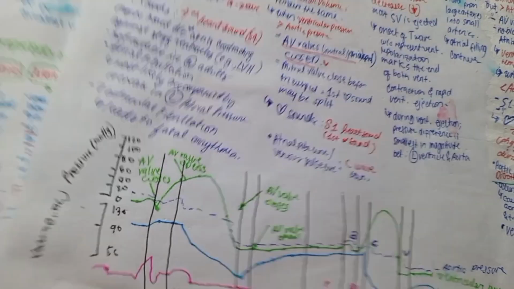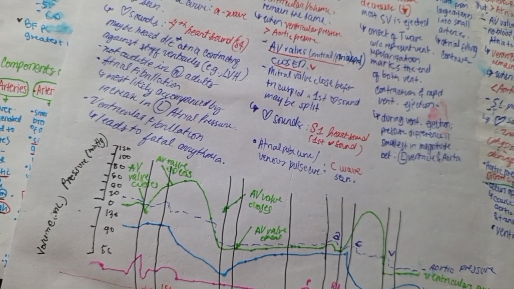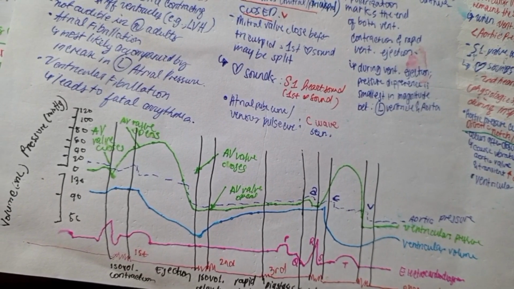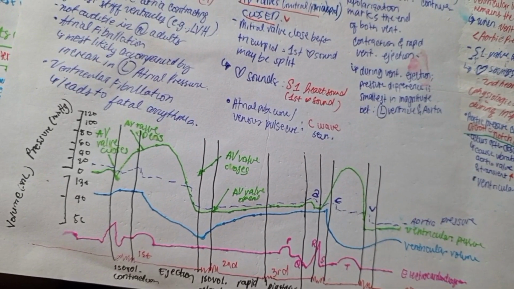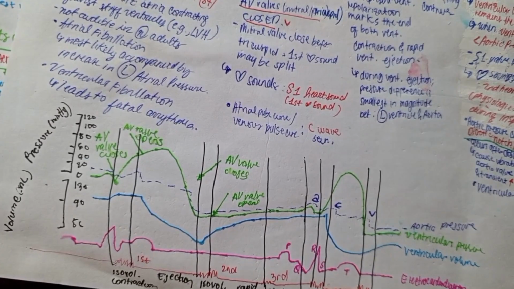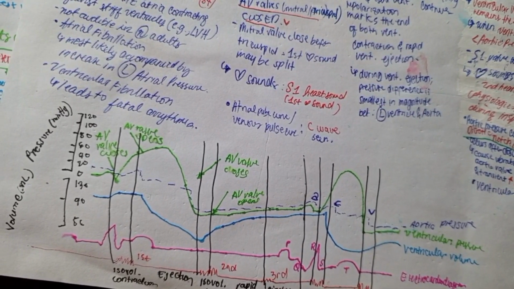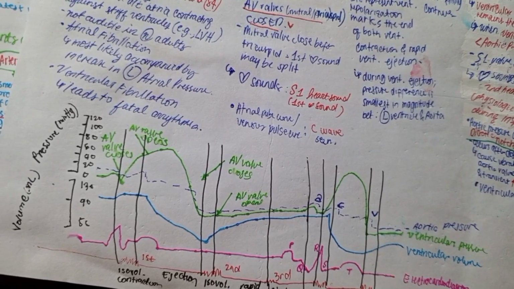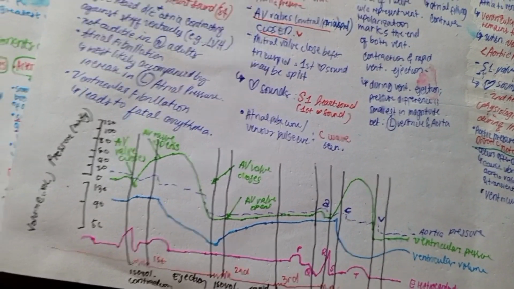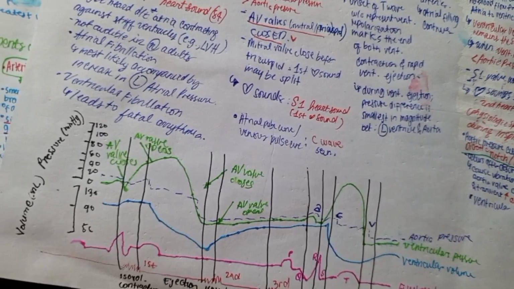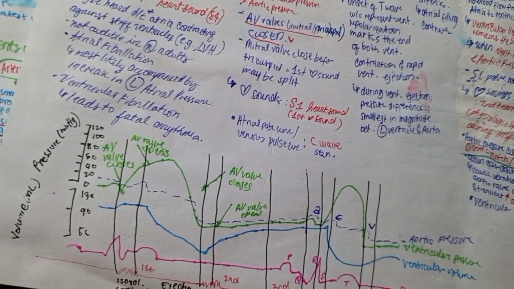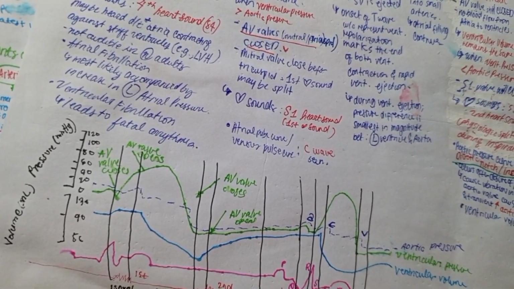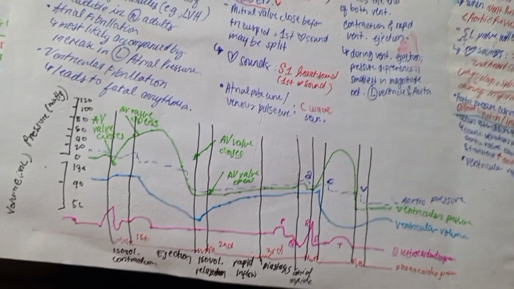sound that can be seen is the S2, or the second heart sound, which physiologically can be split, a split S2. The physiologic split S2 can be seen during inspiration. And here in the aortic pressure curve, the dicrotic notch and the incisura can be seen, that is during the isovolumic relaxation, which causes an increase in aortic pressure. And in this stage, the ventricular volume is at its lowest.